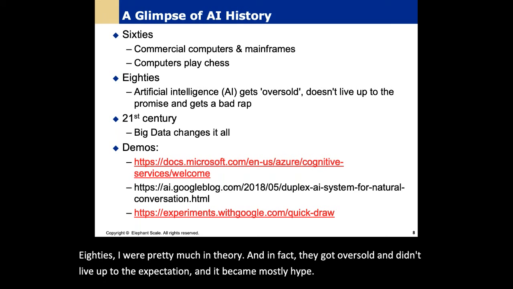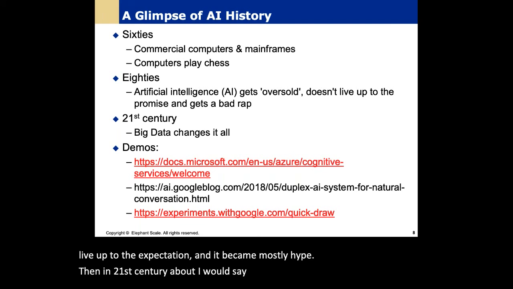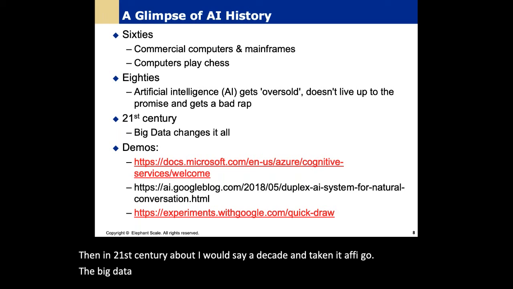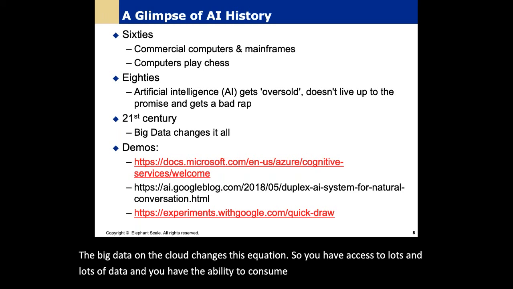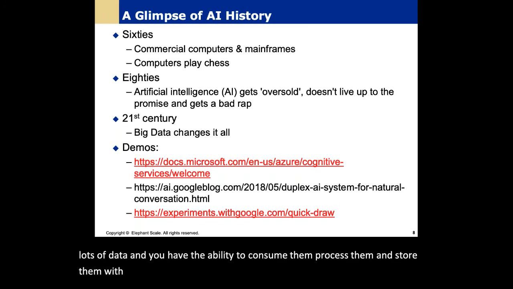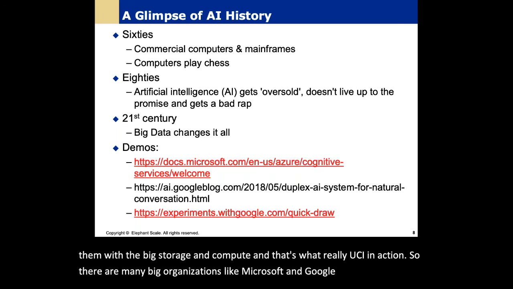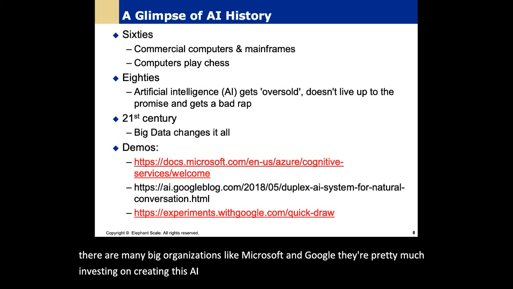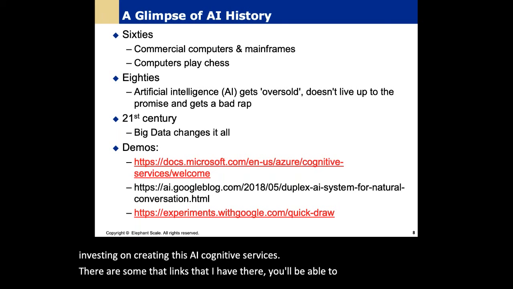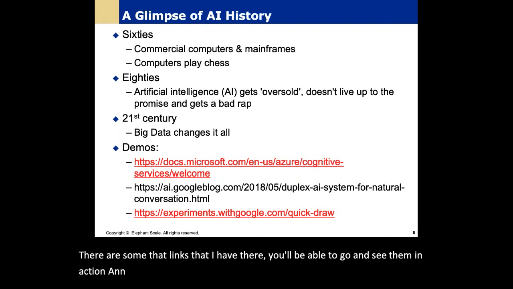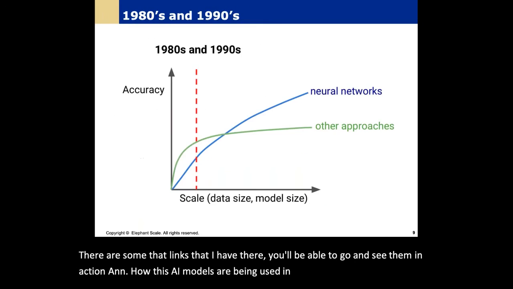Then in the 21st century, about a decade and a half ago, big data and the cloud changed this equation. You have access to lots and lots of data, and you have the ability to consume, process and store it with big storage and big compute. And that's where you really see AI in action. There are many big organizations like Microsoft and Google that are investing in creating these AI cognitive services. There are some links that I have there. You'll be able to go and see them in action and how these AI models are being used in the cognitive services.